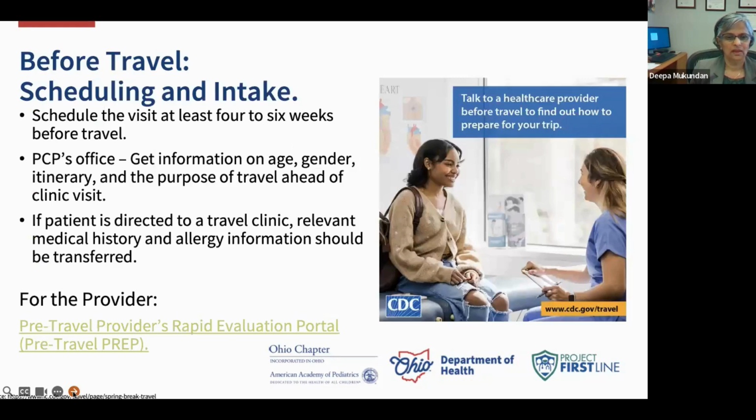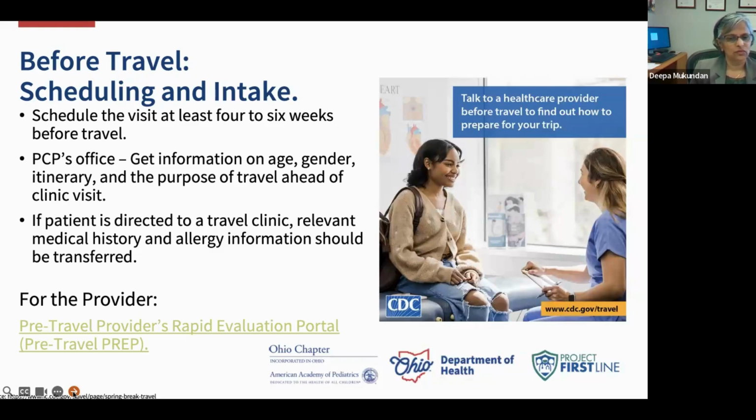Next. So before travel, it's important to understand that a visit has to be scheduled at least 4 to 6 weeks before travel. That's the ideal situation. Sometimes the travel arrangement can be last minute, but usually most of us are traveling for pleasure, so these are scheduled way ahead of time. Now, the travel evaluation can either be done in the primary care physician's office or in a travel clinic. It depends on whether the primary care physician would do it.